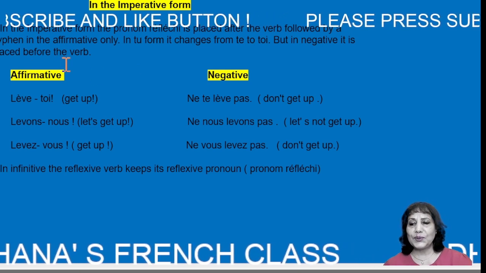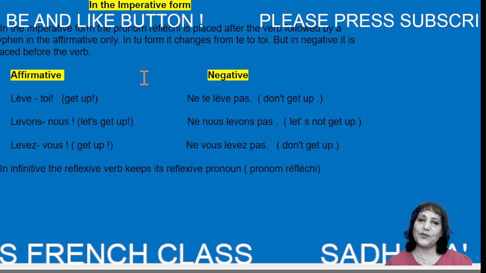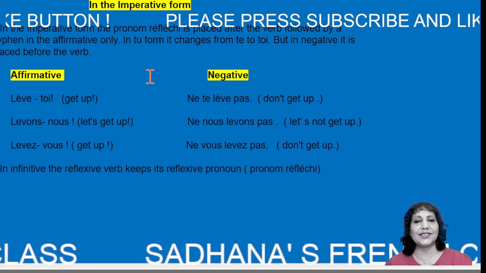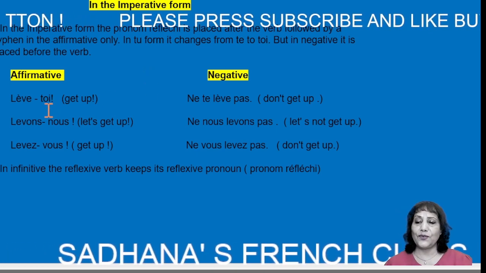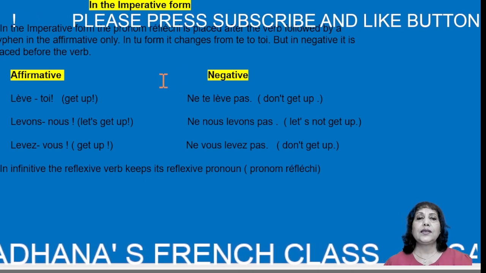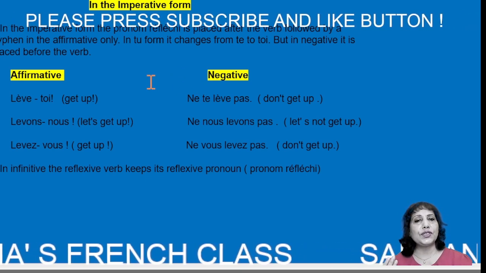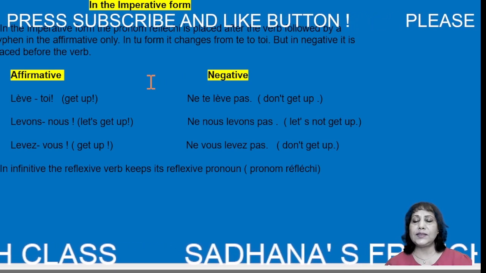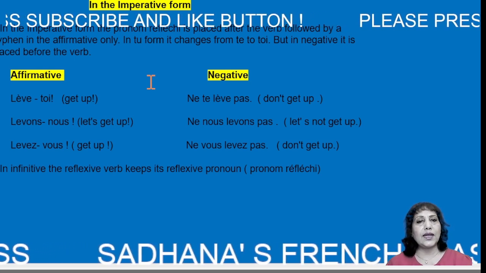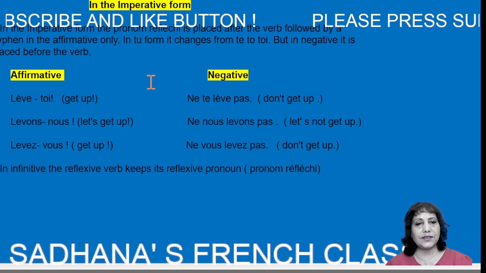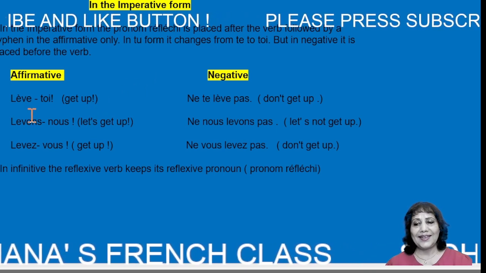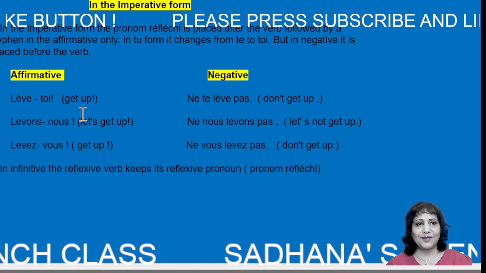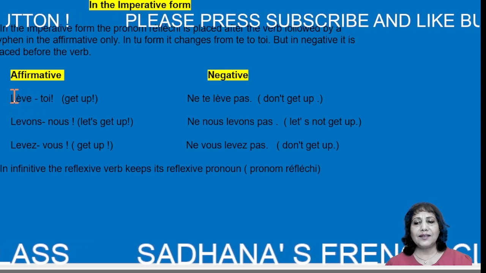In negative it is placed before the verb as always, and you have learned negation also, so you know that in negation we place it before, even in the imperative form. Of course, when we do the imperative, we just use three subject pronouns: tu, nous and vous. Nous and vous reflexive pronouns are the same, nous, vous, but for tu, te changes into toi. Te changes into toi. Lave-toi, affirmative. Lave-toi, get up. Command. Lave, see, is the conjugated verb.